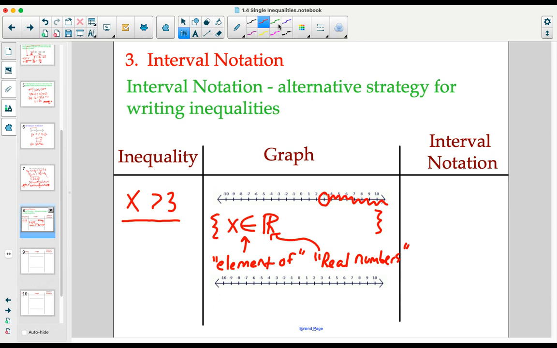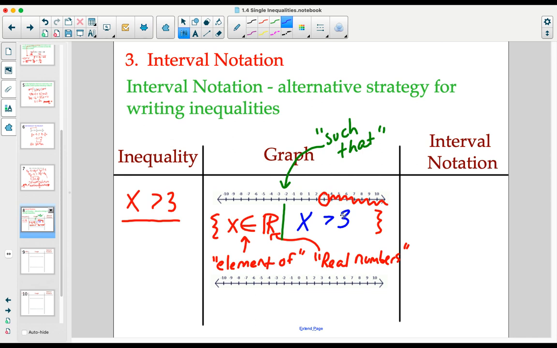When we write this inequality in true set notation, we then follow that designation of the set with this line. That line separates the inequality itself from the designation of the set. That line is read as "such that." So we have x is an element of the real numbers such that x is greater than 3. That is the true proper way to write the set notation version of this inequality.